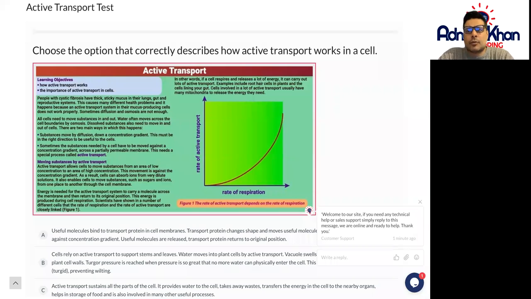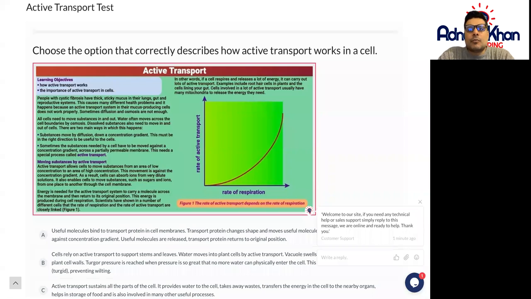So in this particular topic, this is a follow-up of topics we did before on osmosis and osmosis in plants. As we know, all cells need to move substances in and out, okay? Water often moves across the boundaries of the cells by what we call osmosis. Dissolved substances also need to move in and out of cells, and there are a couple of procedures where this can happen.